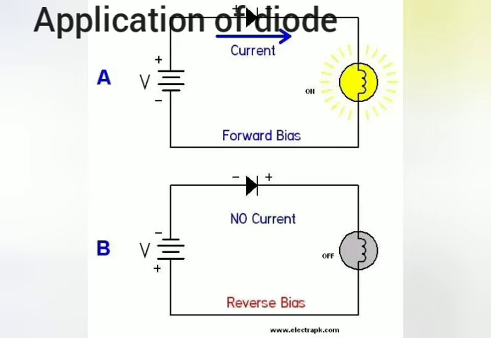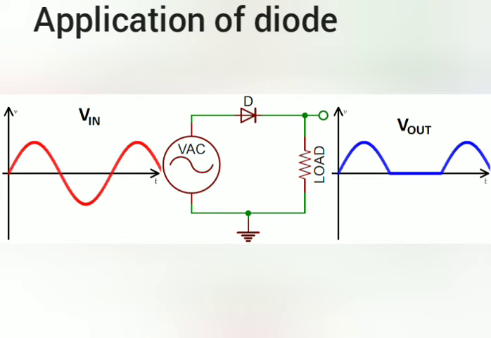Now the application of diode. The very basic application of a diode is the rectification. Rectification is a process in which the AC signal is converted into a DC signal. This process is accomplished very easily by the diode.